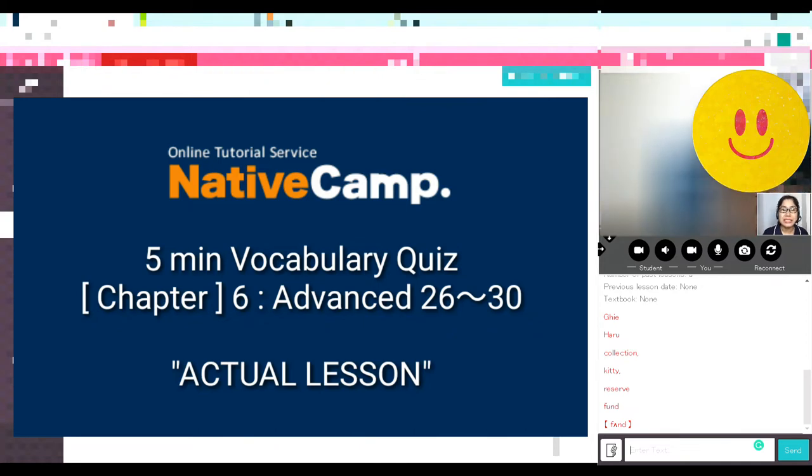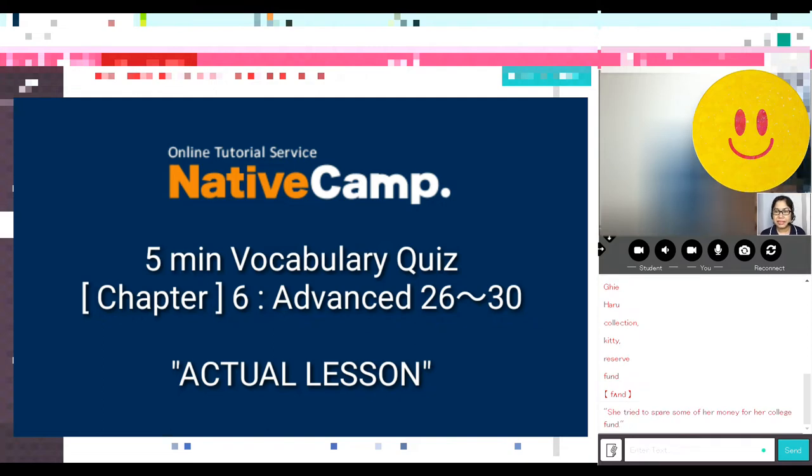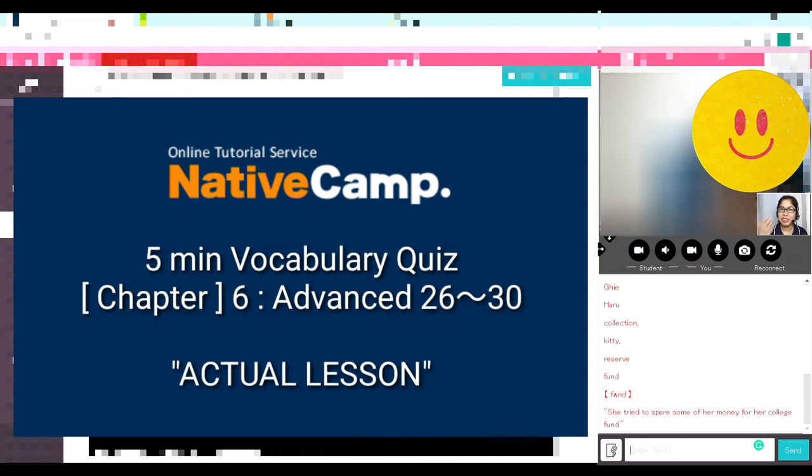This time, please look at the picture carefully. I want you to make a sentence that is related to the picture by using today's vocabulary. First, I will give you a sample sentence and type it into the chat box. So she tried to spare some of her money for her college fund. Okay. So it's your turn now. College fund. Oh, college fund.